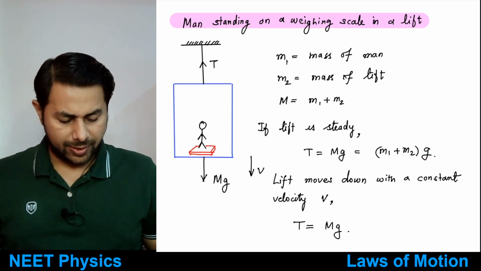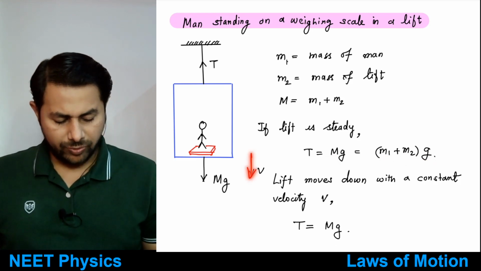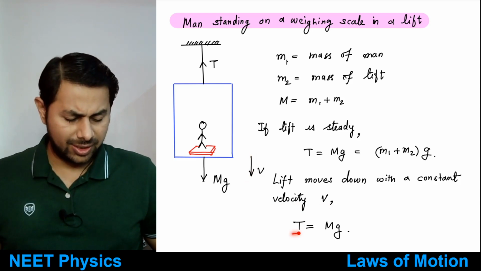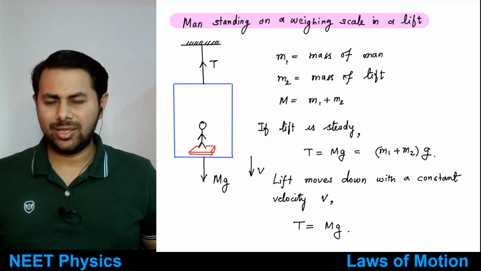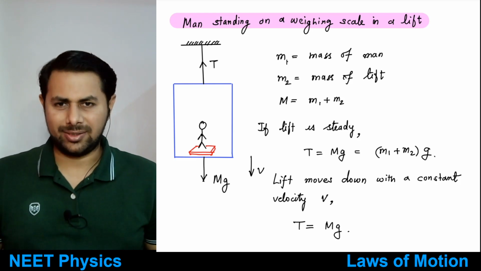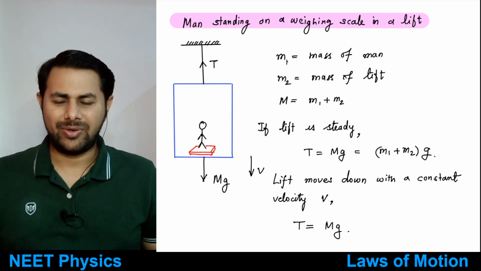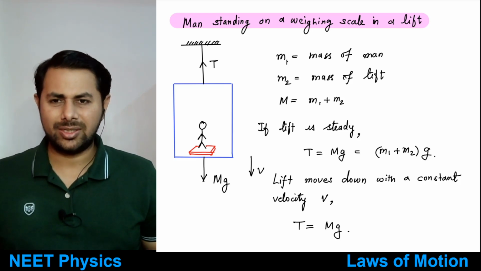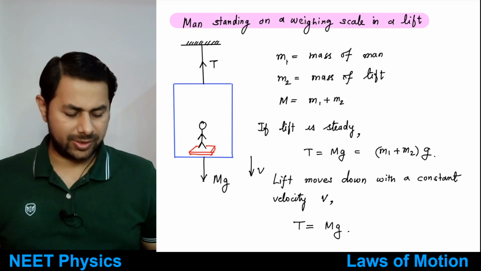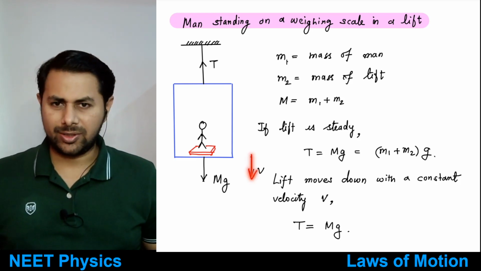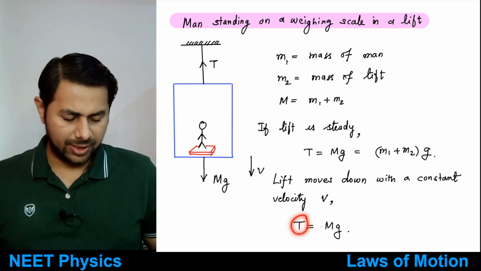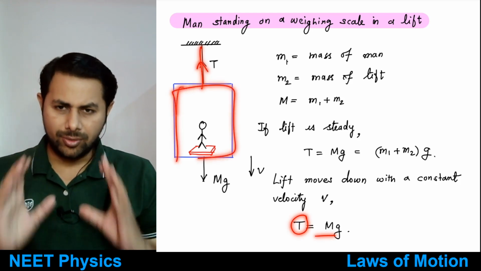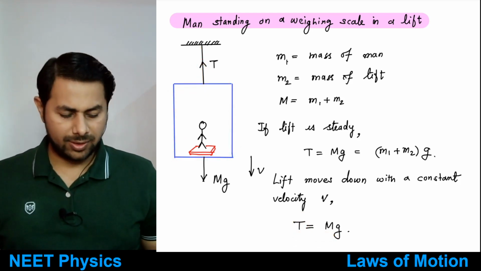Now suppose it moves downwards with constant velocity v. Still T will be equal to mg, because there is no acceleration, so forces are balanced. According to Newton's first law, bodies remain steady or keep on moving with constant velocity as long as there is no net external force. So if it moves downwards with constant velocity, tension is still equal to mg. So this tension in the cable balances the total weight of the man and the lift.